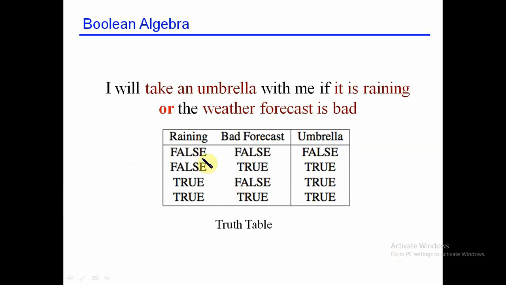Here we take the truth table, with the same sentence: I will take an umbrella with me if it is raining or the weather forecast is bad. Rain is the first column, bad forecast is the second column, and our output is the umbrella. For example, no rain and no bad weather forecast: in that case, there is no necessity of an umbrella. Hence, we take false here.